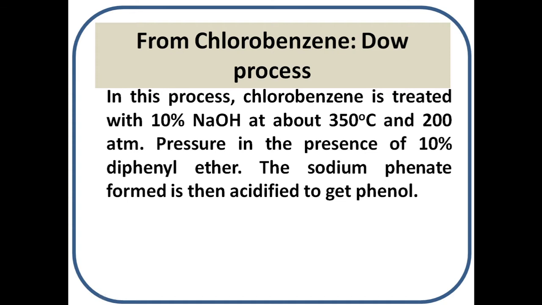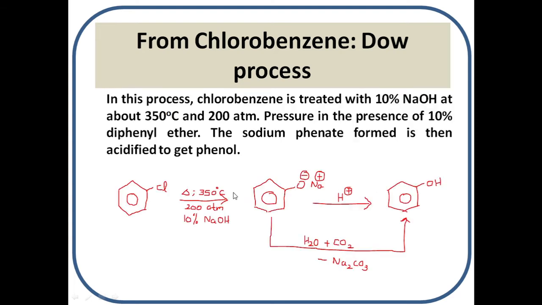That is, in this process, phenol is prepared from chlorobenzene. In this process, the chlorobenzene is treated with alkali, say 10% NaOH, at a high temperature and pressure, say 350 degrees Celsius and 200 atmosphere pressure, and in the presence of diphenyl ether as a catalyst, sodium phenate is formed, which is then acidified to get phenol.